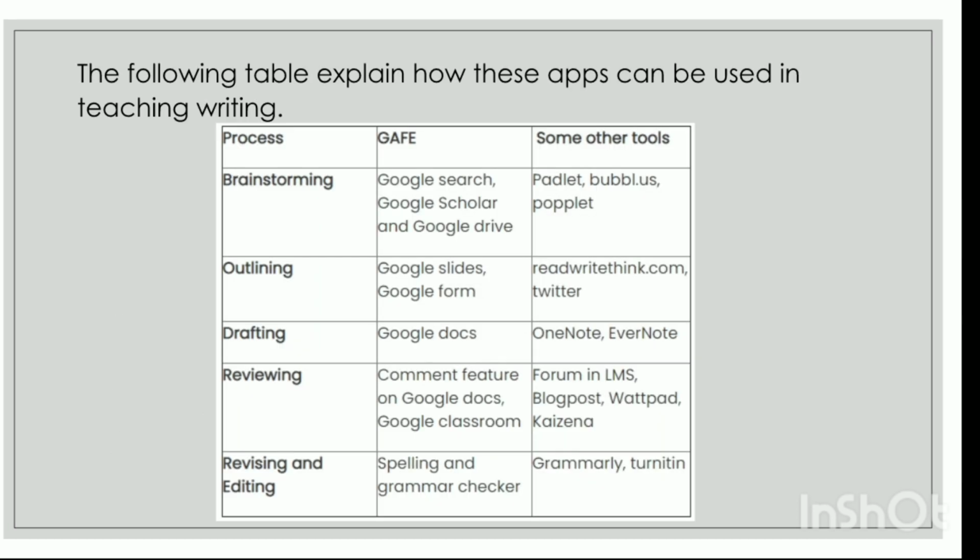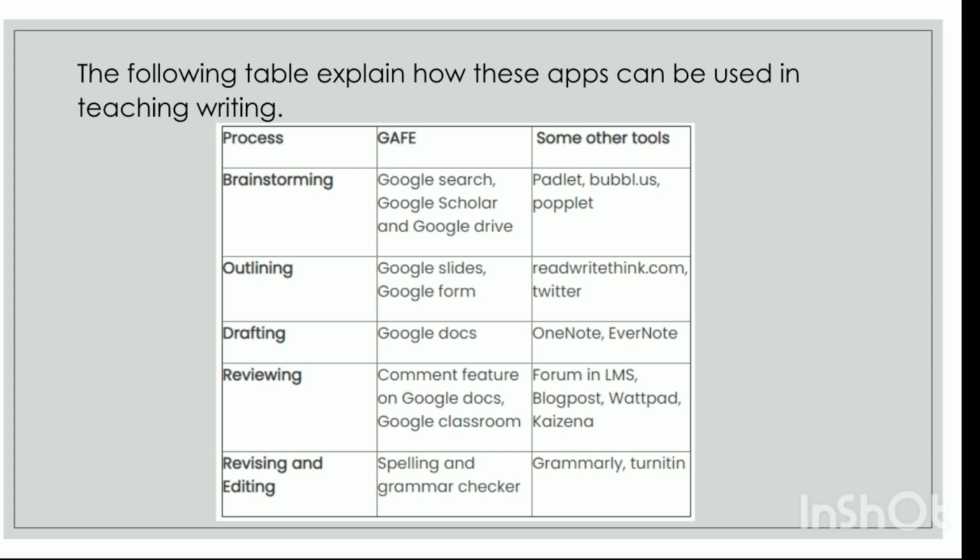The following table explains how this application can be used particularly in teaching writing. First is brainstorming. We can use Google Search, Google Scholar, Google Drive, and other tools. We can use Padlet, Bubble.us, and Poplet. Second is outlining. We can use Google Slides and Google Form. And also, we can use other tools like readwriting.com and also Twitter.